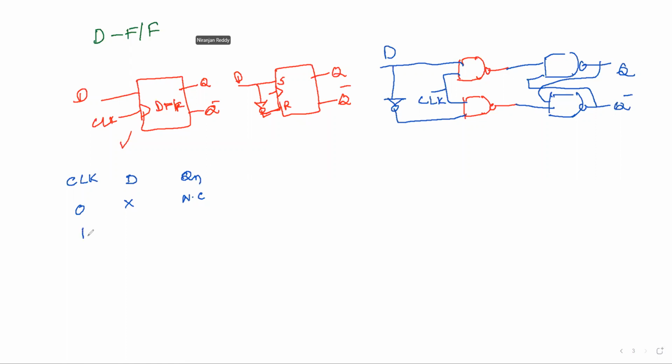Next, the clock is 1, which means the clock is enabled. Now D is the input, so the output is also D, because the same thing will be passed on. If D is 1, then the output is also 1, because the same thing will be passed on.